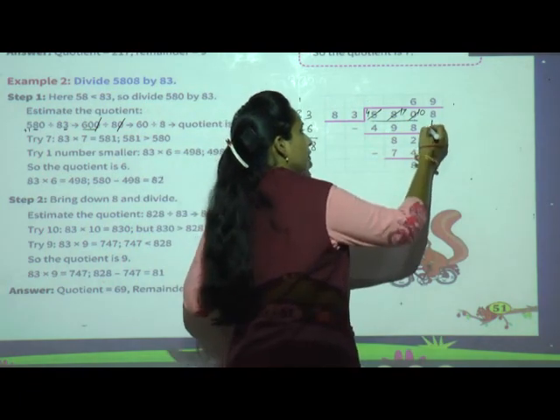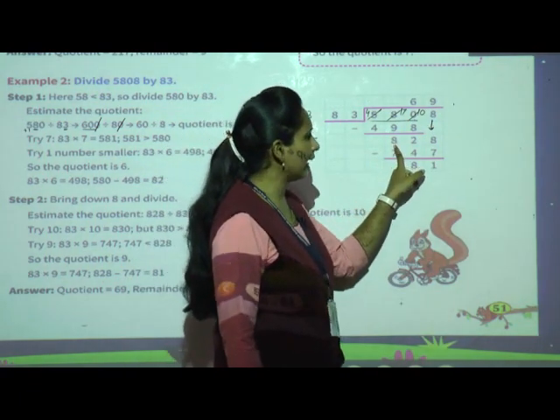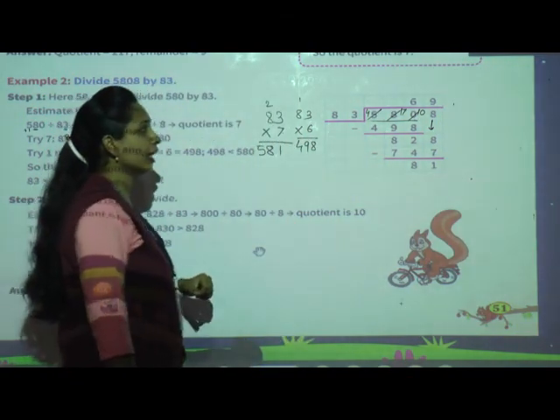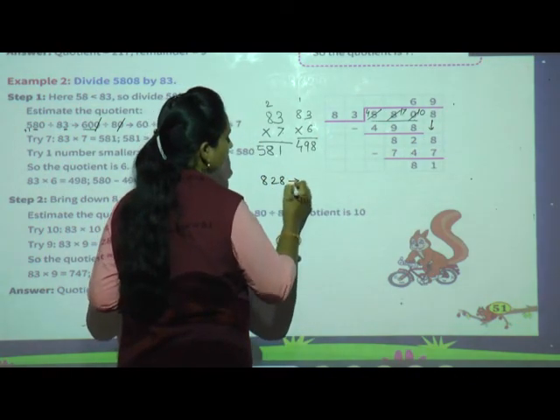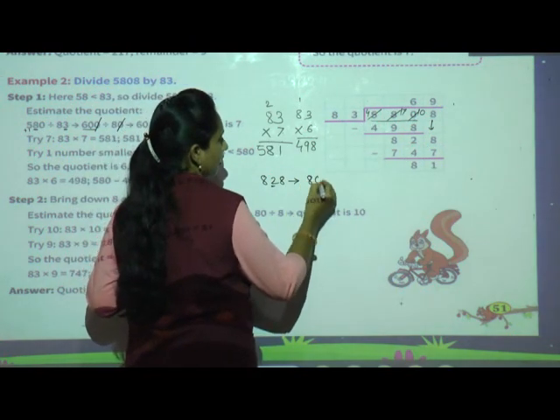Now what do we have to do? Bring down the remaining number. Now 828. Again a very big number. Now what will you do again? 828, what is the rounding to the nearest number? See, 800, isn't it?